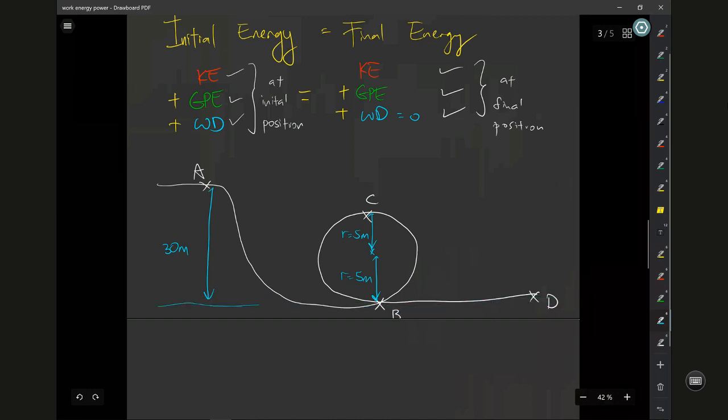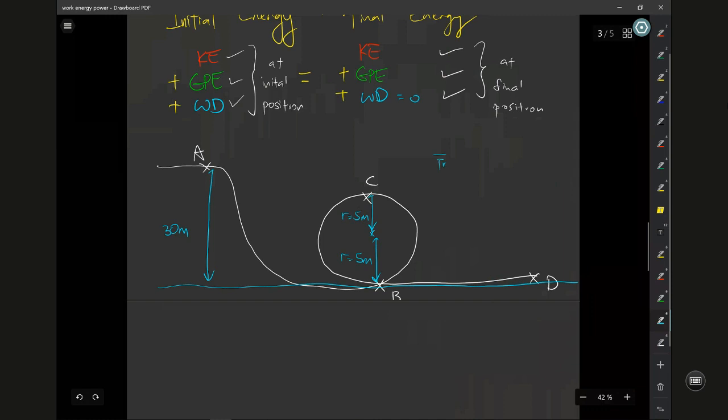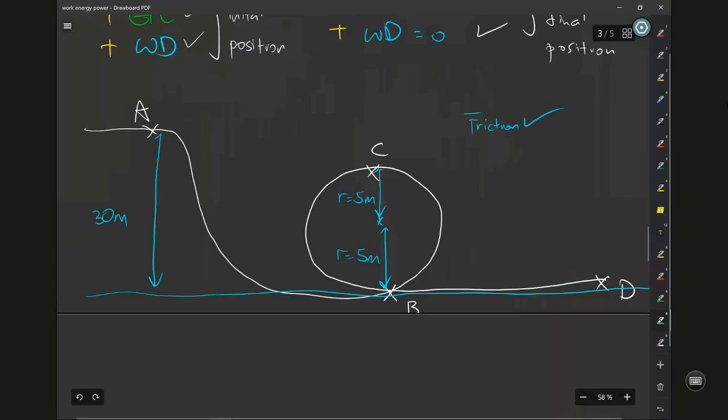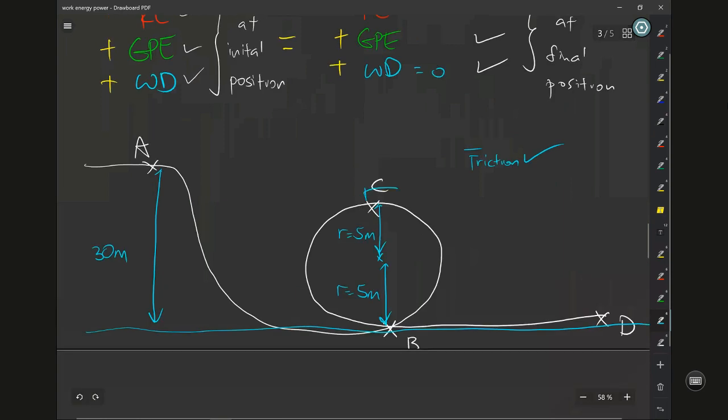The first question is, let's say this is a track with friction. Of course there must be friction. So is there friction? Yes, there is friction. Now I want to know what is the speed of the object at point C.